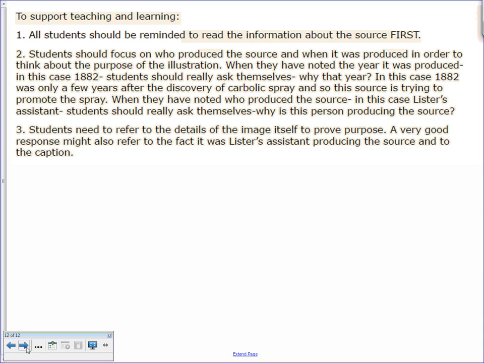If the purpose question comes up and not impression, read the source information first, look at the picture carefully, focus on who produced it. Why is it being produced? Why would that make a difference? In the case of source B, 1882, it was only a few years after the discovery of carbolic acid, so it's trying to promote the spray being used, hence its central location. Doing things like that would get you a level 3.